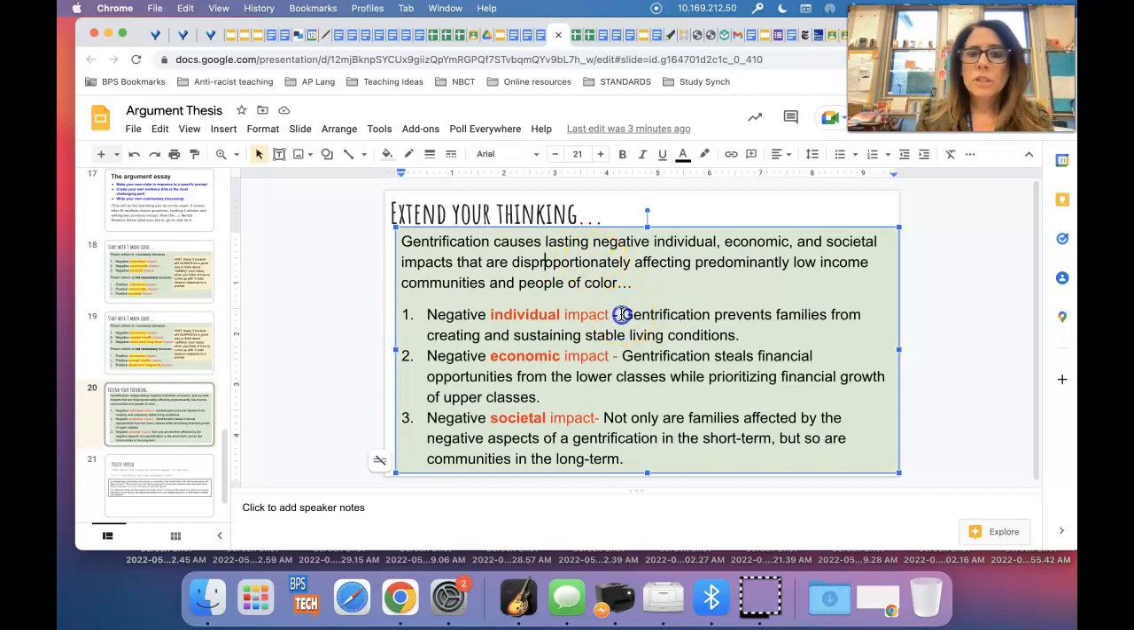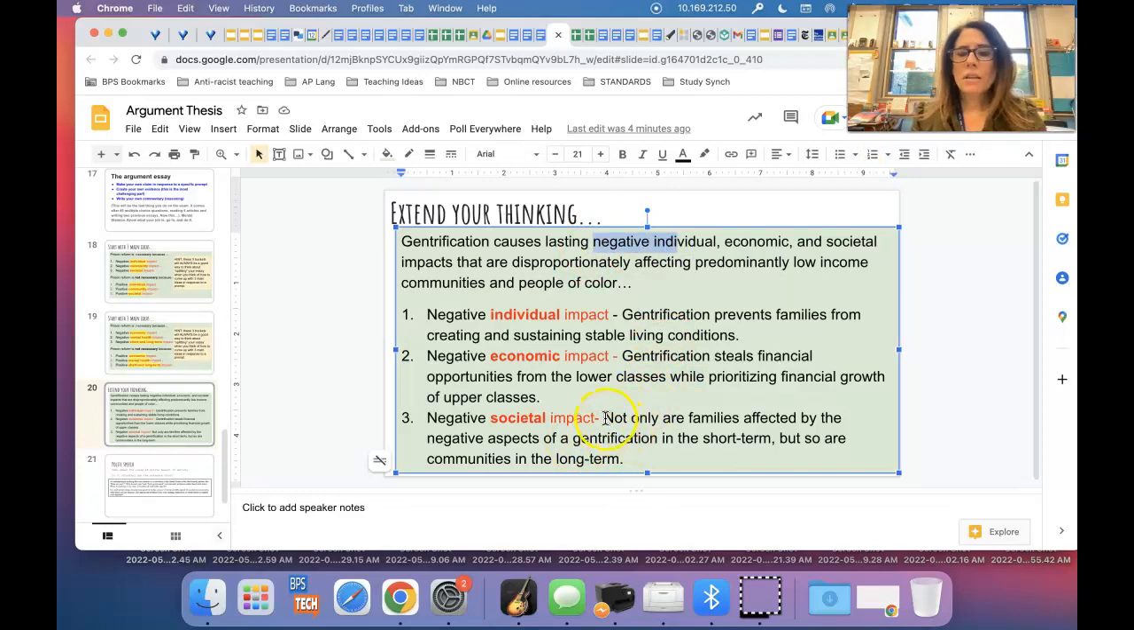And then we have the topic sentences here, or the claims, and this would be the drop down into the essay. So gentrification prevents families from creating and sustaining stable living conditions. So really thinking at the individual family level, we have that vivid verb prevents that matches the word negative in feel or connotation. And then for the economic, steals financial opportunity. And I could have just ended here, but instead I extended it with the word while, which makes a complex sentence and which gives you more points on your writing. So we have the steal, the negative vivid verb that matches the negative impacts in my thesis.